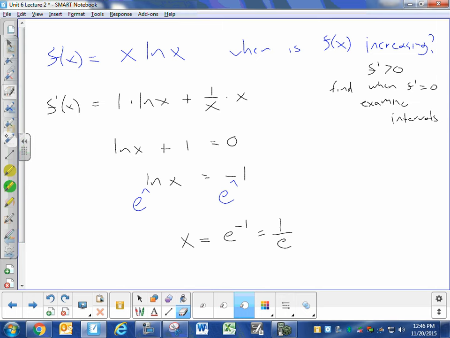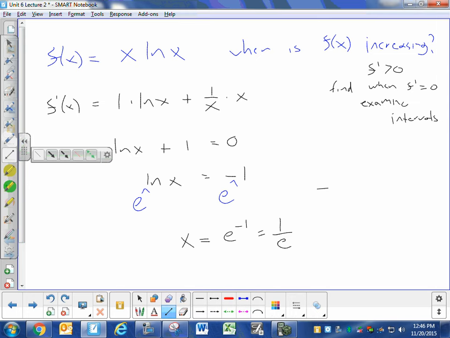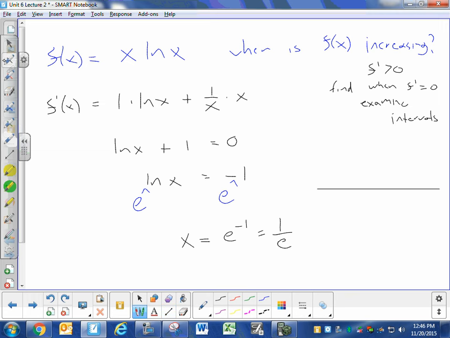Now, if you didn't get that, well, you have it now. Let's go ahead and all examine the signs of my derivative around 1 over e. Now, this is a function with the log x, so we should know that our domain is restricted to x's bigger than 0. Go ahead and pick a couple test points. And go from there.